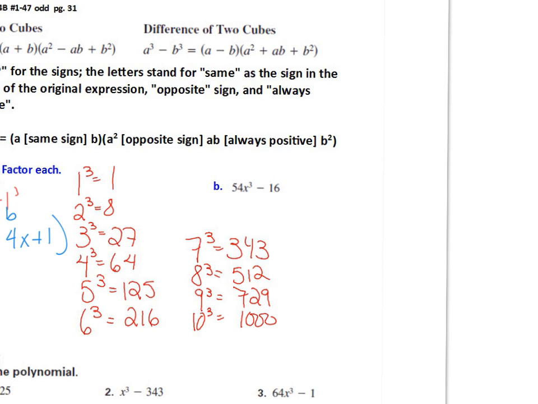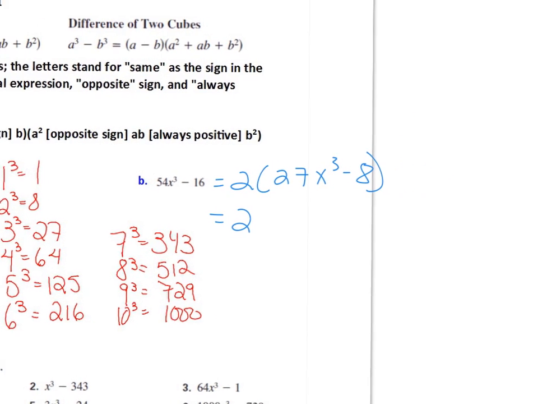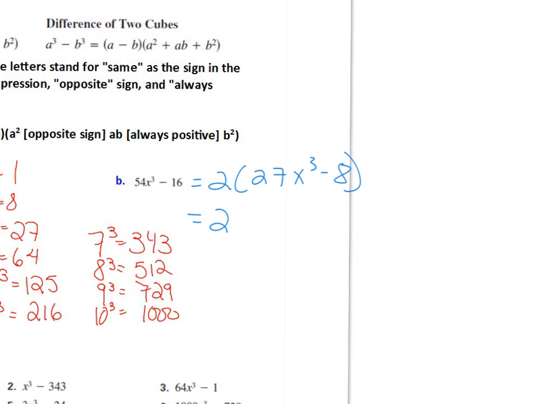Okay, if you said 2, that's correct, so we can factor out a 2. And now we have the difference of cubes left in here that we have to keep factoring. So 27 is 3 cubed and 8 is 2 cubed. So we've got 3x and 2. 3x squared is 9x squared. 3x times 2 is 6x, and then 2 squared. Our signs: same, opposite, always positive.